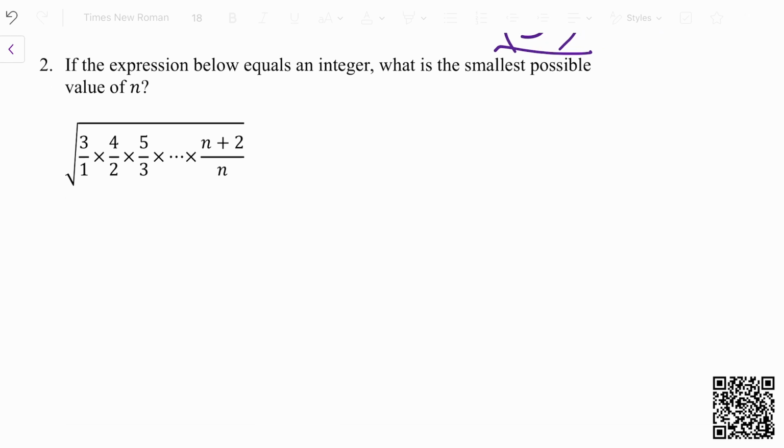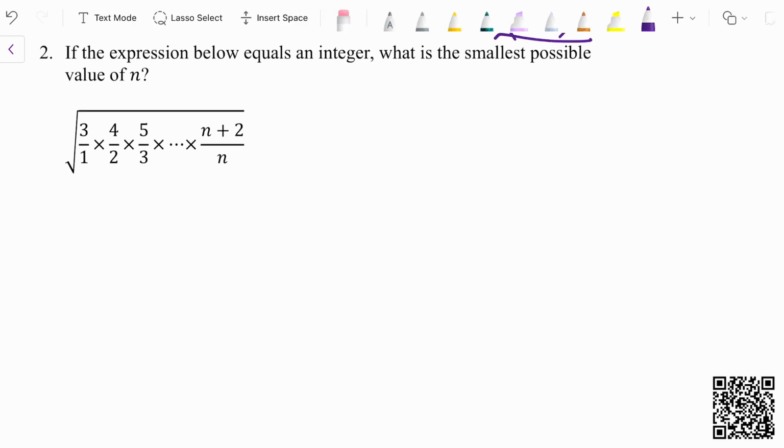So yeah, moving on to problem number 2. If the expression below equals an integer, what is the smallest possible value of n? So, this equation looks pretty imposing at first, to be honest.